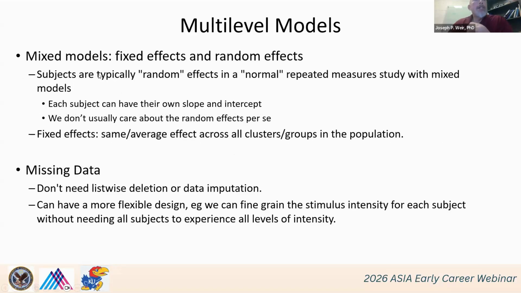Okay, so just some terminology with multi-level modeling or mixed modeling. When people refer to these types of models as mixed models, they're mixed because they contain both what are called fixed effects and random effects. And it's not always intuitively obvious which one is which. In a traditional study with repeated measures, subjects are a random effect because we're not interested in each subject per se. We've taken a random sample of subjects and are studying them to try and make generalizations to the population at large.